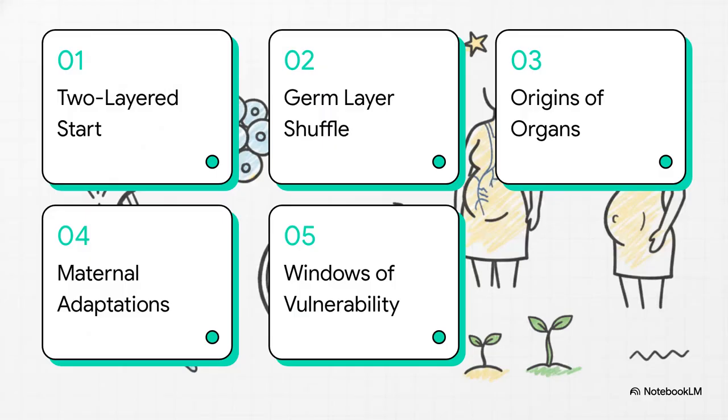We're going to follow a structured blueprint today. 1. The two-layered start. 2. The germ layer shuffle. 3. The origins of our organ systems. 4. Maternal body adaptations. And finally, 5. Those critical windows of vulnerability.